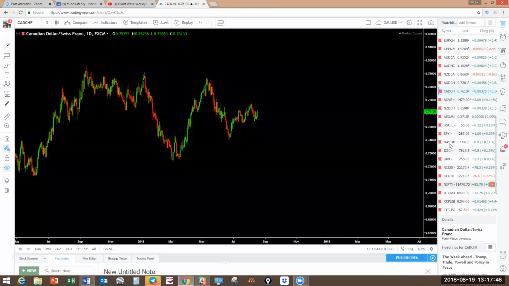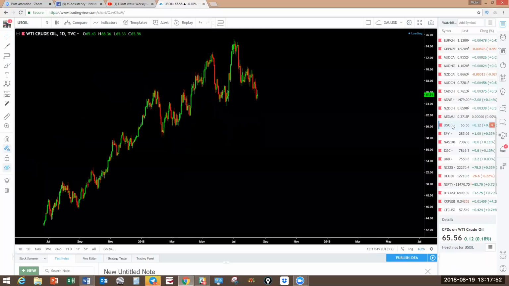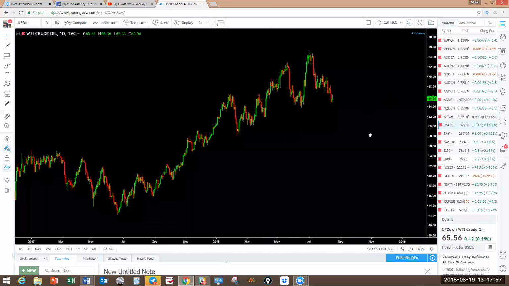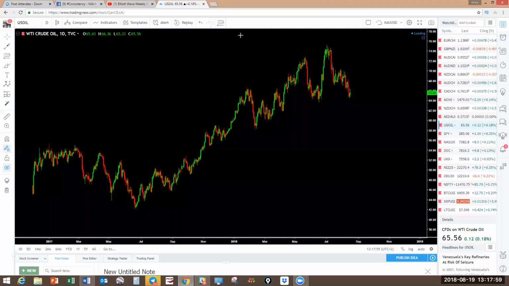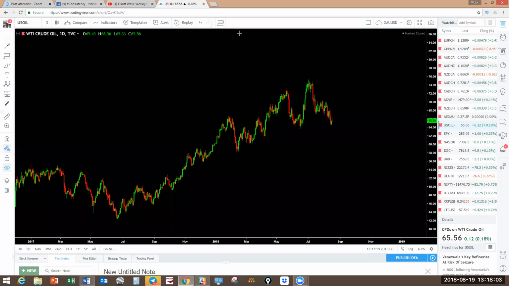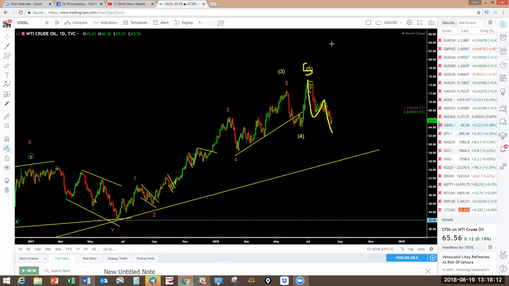Oil, let's have a look at oil here. US oil. Okay, guys, UK oil and all the other types of oil will be similar in structure as this. That's why I only look at one. There's no need for us to go through all those oil pairs. So now we are looking at this one as the 5th wave here that is completed. Let's just show the structure that we've shown for the last couple of days.